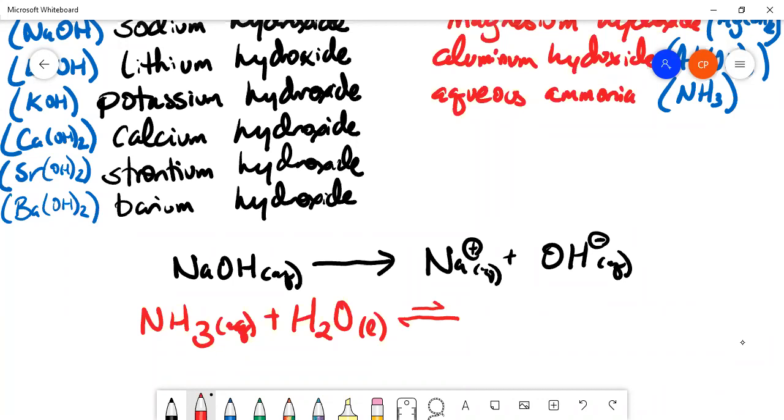But when aqueous ammonia is dissolved in water, it actually picks up a hydrogen ion itself. And the NH3 picking up a hydrogen ion makes it the NH4 plus ion, the ammonium ion. And OH minus comes out on the other side.